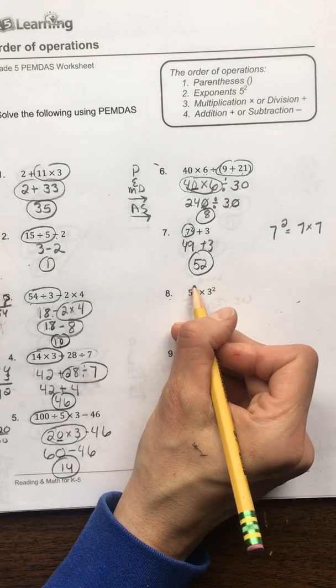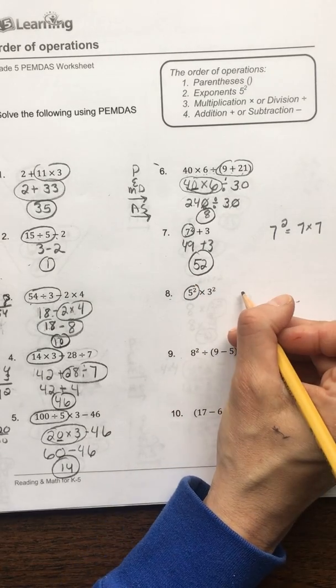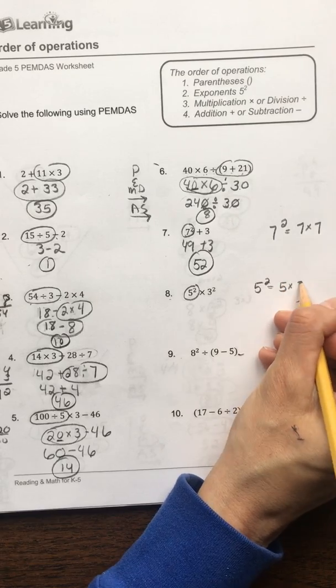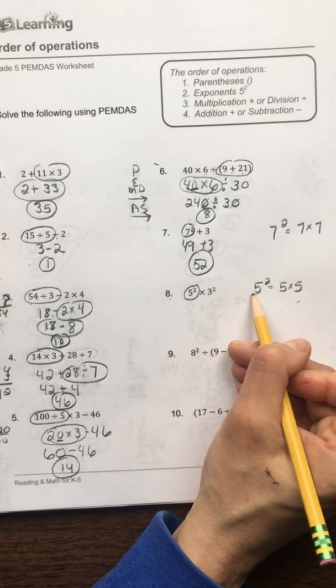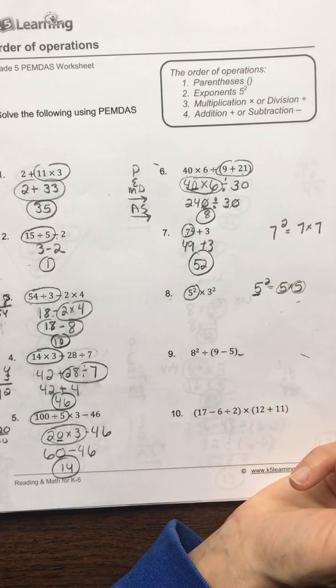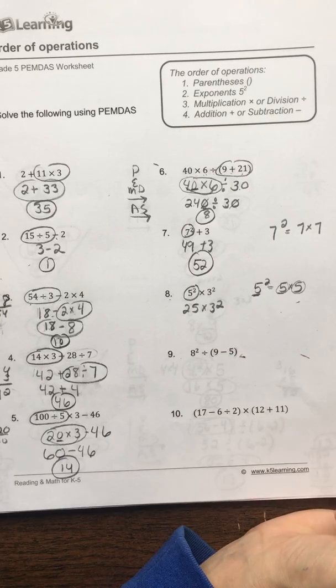Okay, more exponents. 5 to the second power means 5 times 5. Here's my base number. This is how many times I multiply my base number. 25 times 3 to the second power.